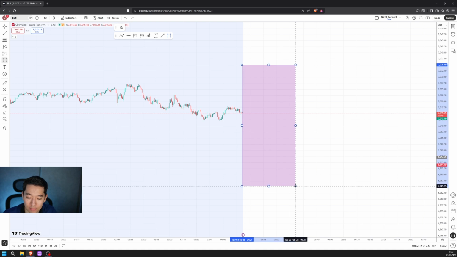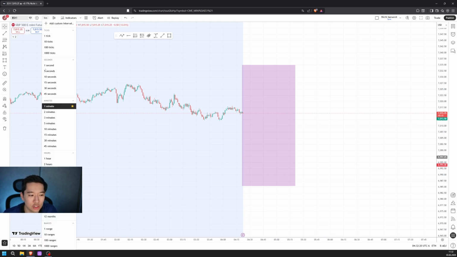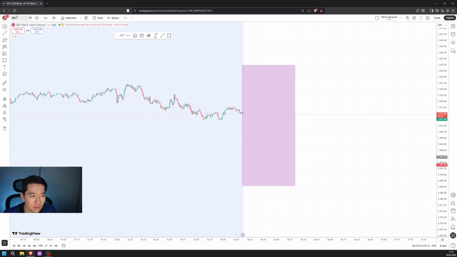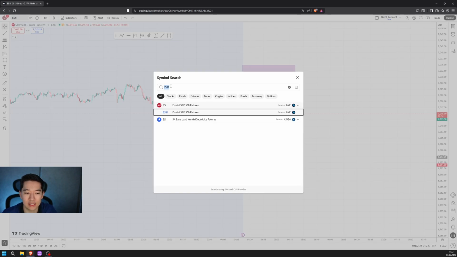So you can see we made a square, a box, within 1 hour. Then at the top left side, you see the 1-minute chart. Make sure you selected this one, by the way. And the market is the ES1 exclamation mark.